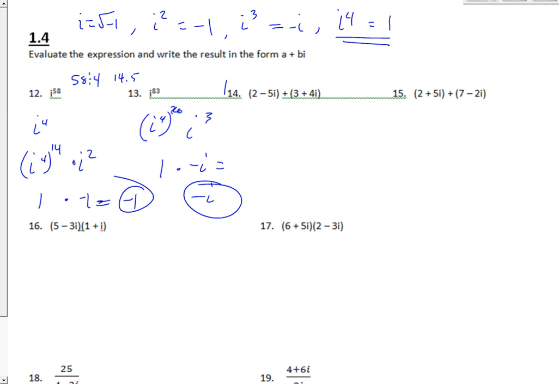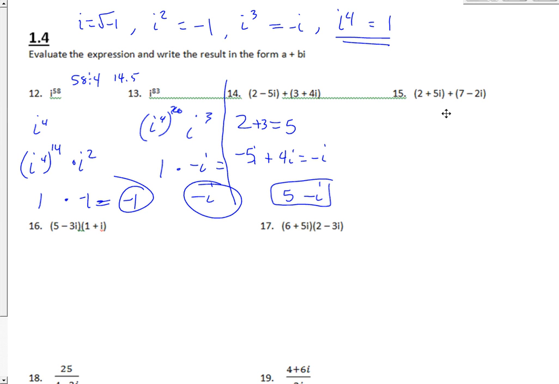For number 14, we are just simply adding. We are just combining like terms. 2 plus 3 is 5. Negative 5i plus 4i is negative i. And so I have 5 minus i for my answer.